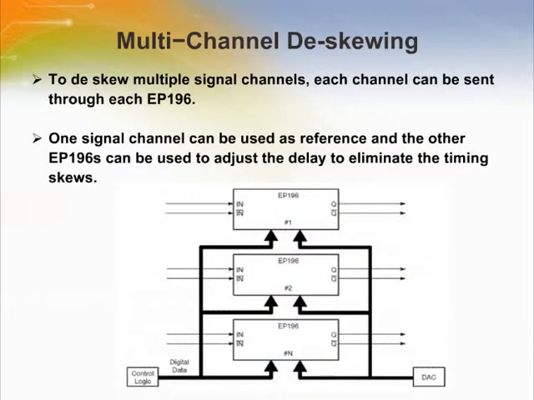The most practical application for the EP196 is in multiple channel delay matching. Slight differences in impedance and cable lengths can create large timing skews within a high-speed system. To deskew multiple signal channels, each channel can be sent through an EP196. One signal channel can be used as a reference, and the other EP196s can be used to adjust the delay to eliminate the timing skews. Nearly any high-speed system can be fine-tuned to reduce the skew to extremely tight tolerances using the available FTUNE pin.